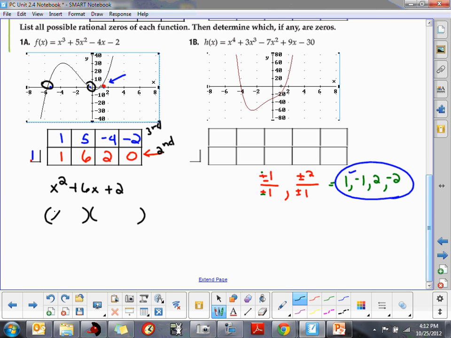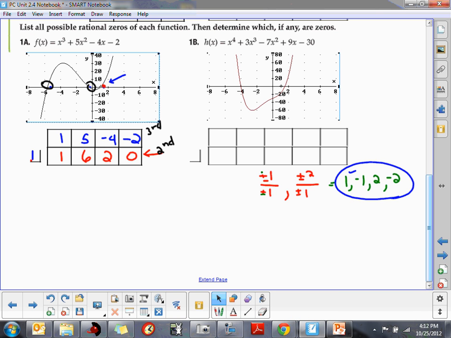And as you can see, the factors of x squared are x and x. The only factors of 2 are 2 and 1. And there's no way a plus 1 and a plus 2 will give you a 6x. So this does not factor into nice, neat factors that way. The only other way that we could possibly try to find those factors would be to use our quadratic formula.